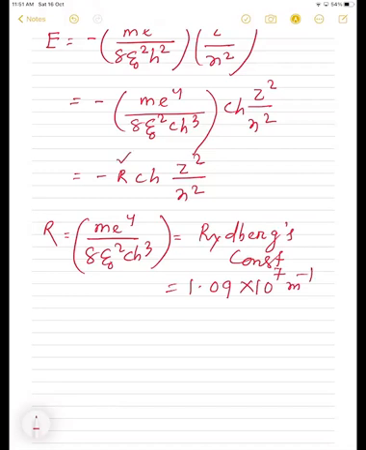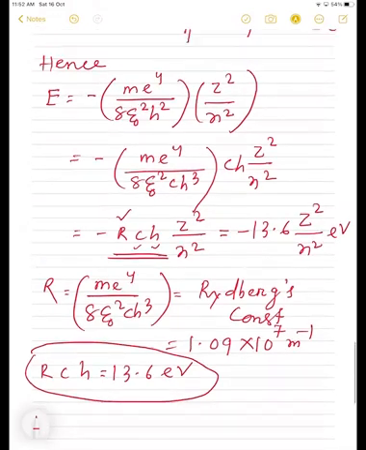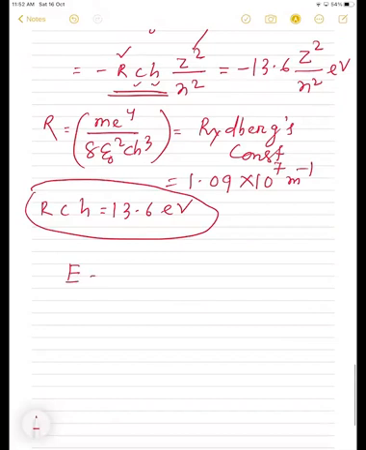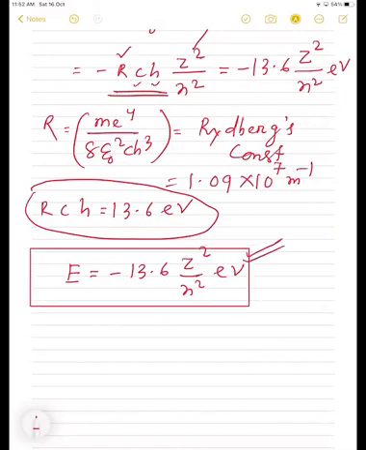Now put the value of velocity of light, 3 into 10 to the power 8, and Planck's constant. If I multiply all three, we get the value of R c h. Just 1 minute. If I put the value of R c h and multiply, that is 13.6 eV. We have to remember this, because when we write the full value of energy, we will write minus 13.6 Z square by n square electron volt. This is something to remember, because we will always calculate this, because in the question nothing will be given except the atomic number and in which orbit the electron is moving.